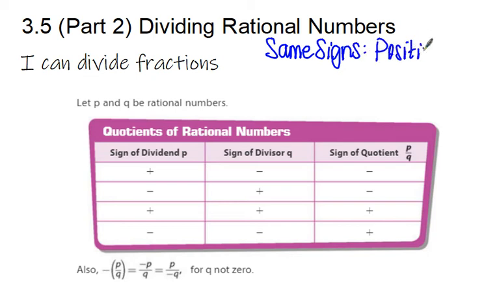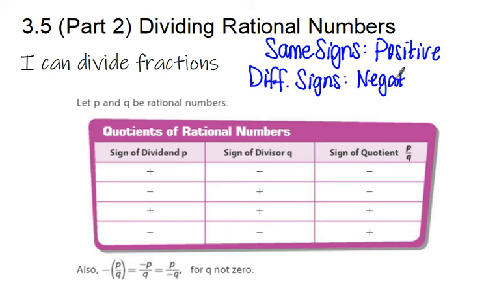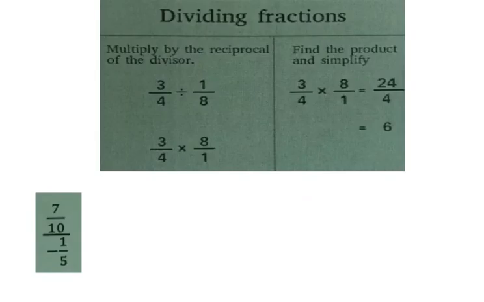Same signs positive. And again, this is for dividing and multiplying. So different signs, your answer will always be negative. Don't forget that this only applies for two numbers being multiplied at the same time. Division, you guys know that you're not going to divide three numbers at a time. Okay. All right, let's look at the first examples.